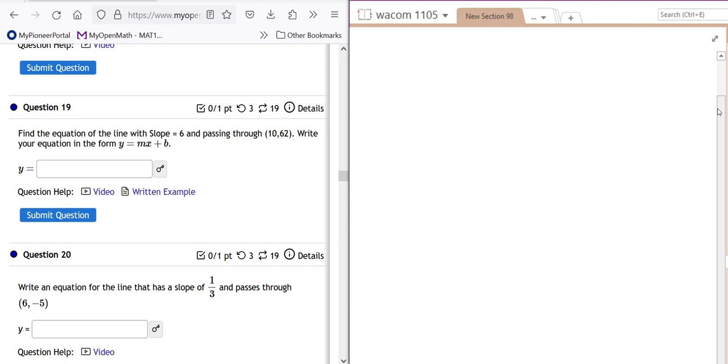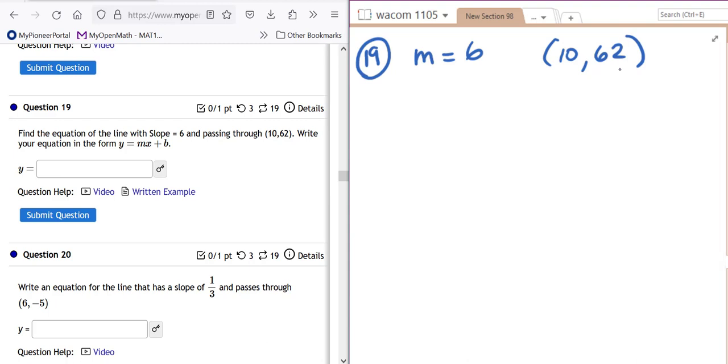19. All right, find the equation of the line. So this is also a recent question. It has slope equals 6, so m equals 6. It goes through this point, 10, 62. Write your equation of the line in this form, which is called slope-intercept form, right? And we have what we need. We have 1 point and we have a slope. You also need to make sure you know this formula.